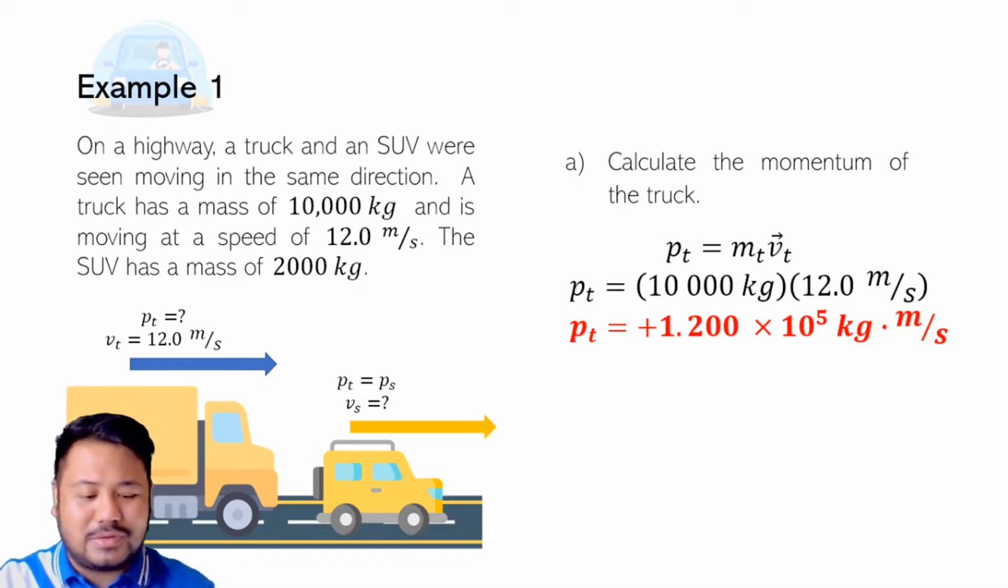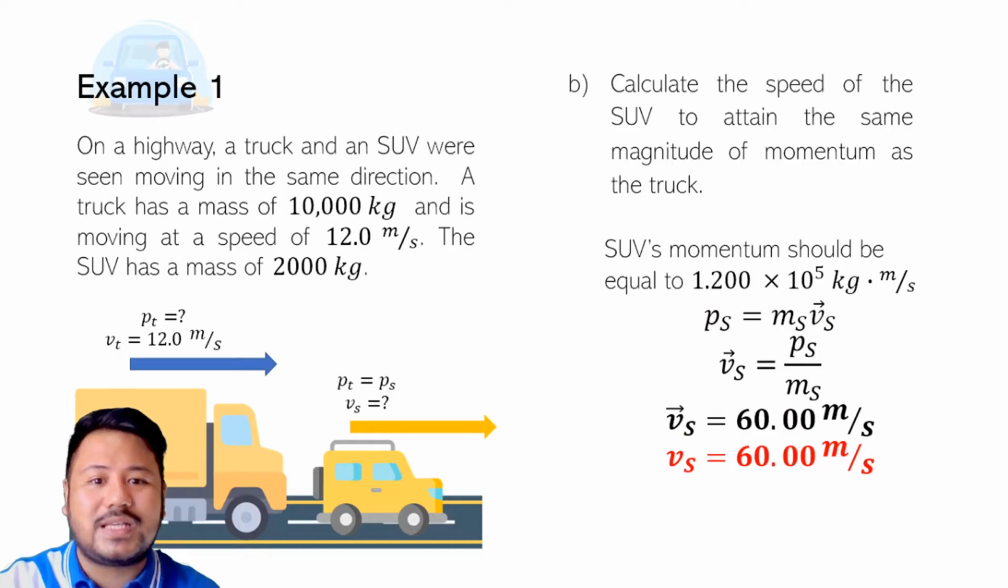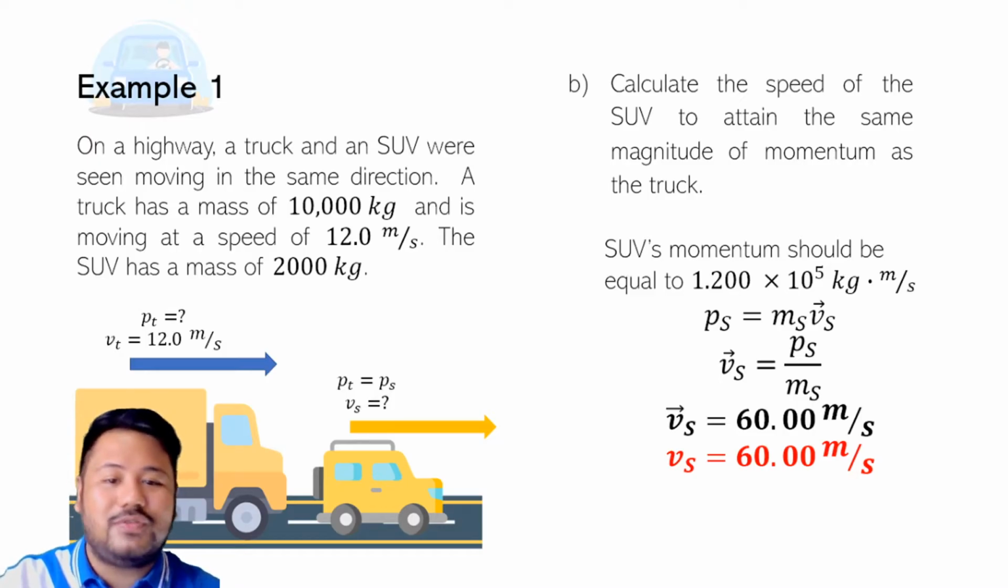Solving for letter B is also easy. For the SUV to have the same magnitude of momentum as the truck, it must attain a certain speed. The magnitude of the SUV's momentum should be equal to 1.200 times 10 raised to 5 kilogram meters per second.